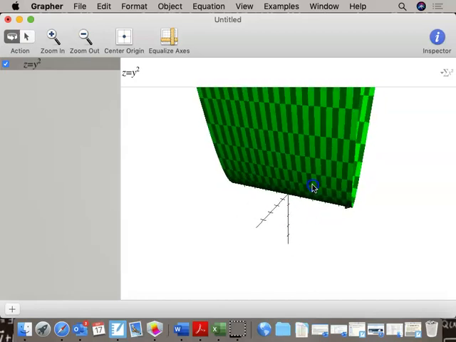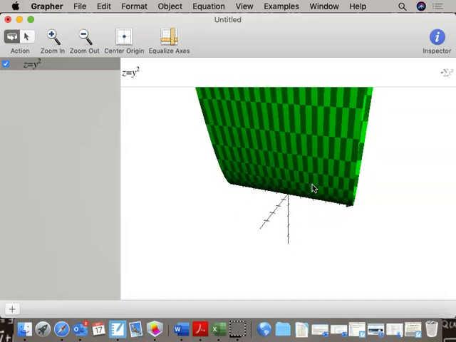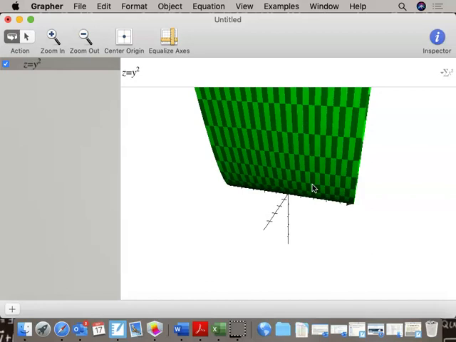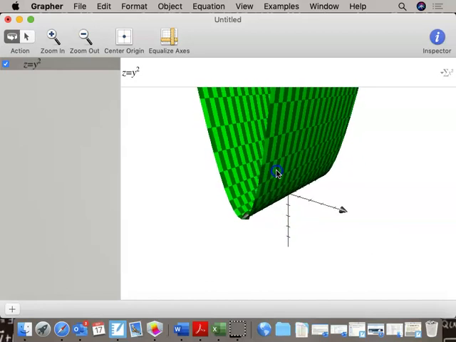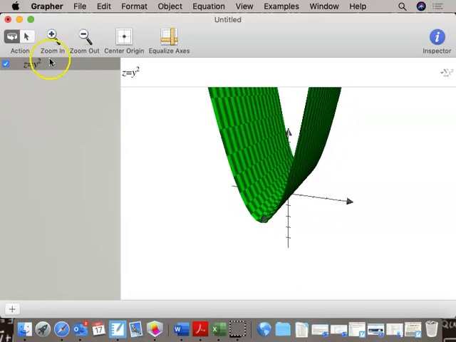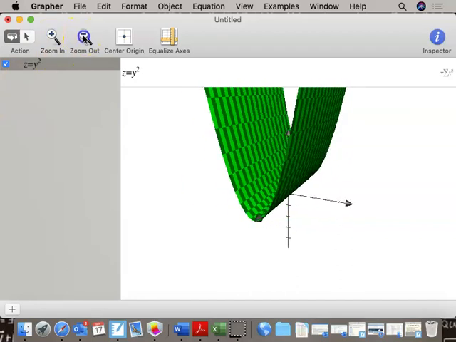By the way, just a little word about Grapher, if you want to play with the colors. I love that you guys are playing with the rotation, and I love that you're figuring out how to zoom in and how to zoom out.